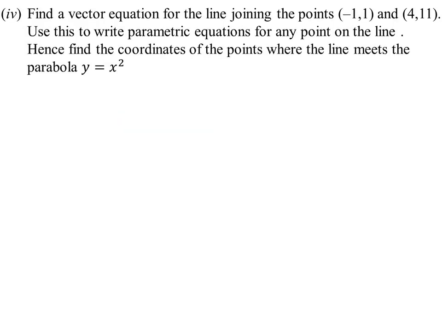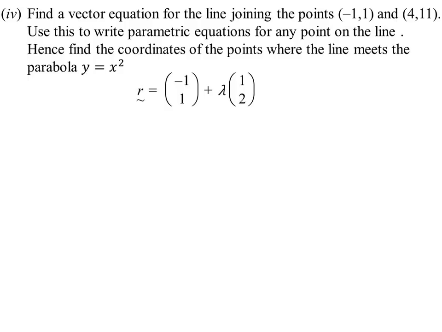We're going to find a vector equation that joins these 2 points. That will allow us to write some parametric equations for any point on the line. And then we're going to find where it intersects the parabola y equals x squared. Well, there's a vector equation. I picked the first point, -1, 1. Could have just as easily picked 4, 11. Lambda times the direction vector, head minus tail.